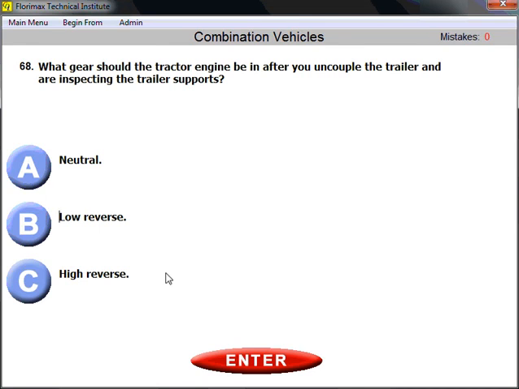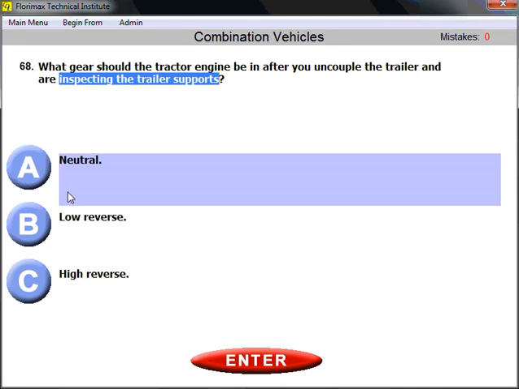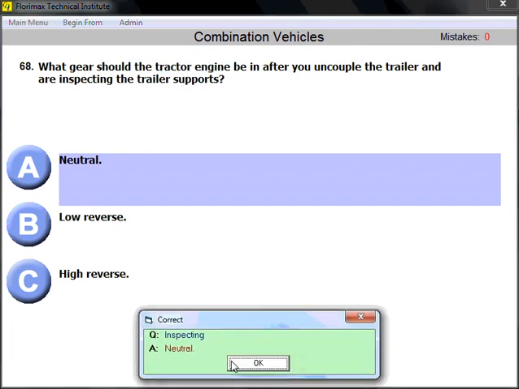Question number 68. What gear should the tractor engine be in after you uncouple the trailer? And now you are inspecting. Again, think logically. You uncouple and you are outside. You are inspecting the trailer supports. And what gear should the engine be in? In neutral gear, definitely, right? For the vehicle not to move, not to drive away without you. So when you inspect the trailer supports, the tractor engine should be in neutral gear.